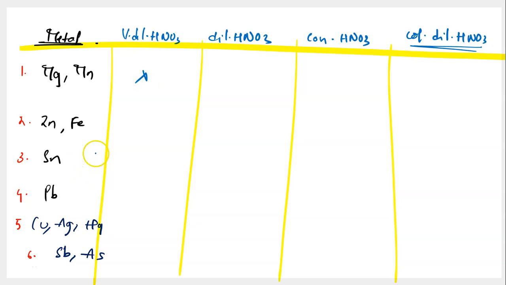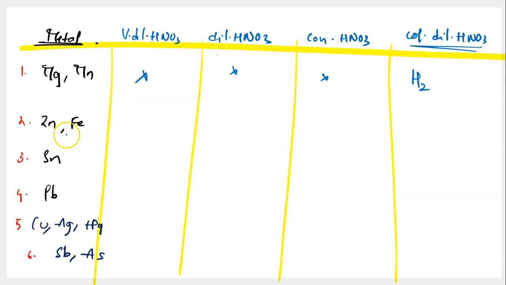The reaction doesn't happen. And then dilute nitric acid, the reaction doesn't happen. Concentrated nitric acid, you don't get to see a product formation. You get to see the product being formed only when you take cold dilute nitric acid, and the product is hydrogen. Hydrogen gas is evolved when magnesium and manganese react with cold dilute nitric acid.